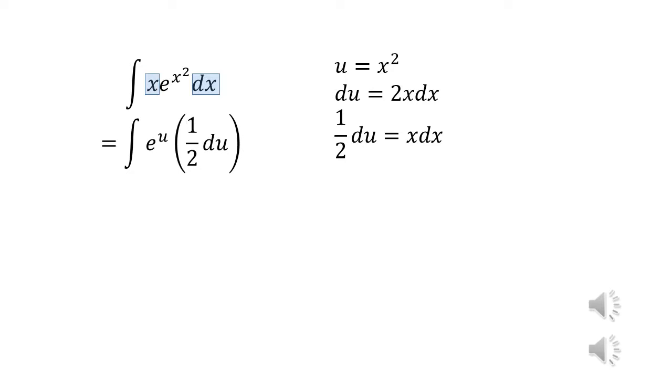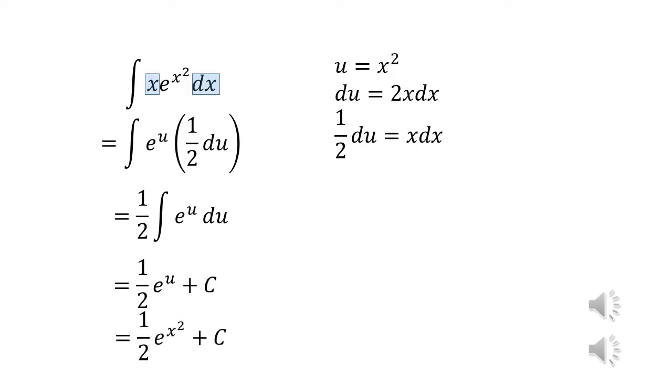of u, giving us a very simple antiderivative, which evaluates to 1/2 e to the u plus c. We then back substitute to give ourselves 1/2 e to the x squared plus c. But we're not done. We're not done until we check.